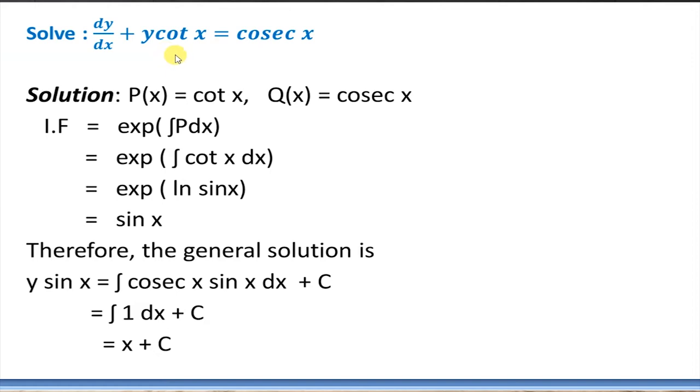Standard form of linear differential equation, that is dy by dx plus p of x into y is equal to q of x, or we have the other form, that is dx by dy plus p of y into x is equal to q of y. So we have these two standard forms of linear differential equation. Clearly this equation is a linear differential equation. Here we identify the functions p of x and q of x.